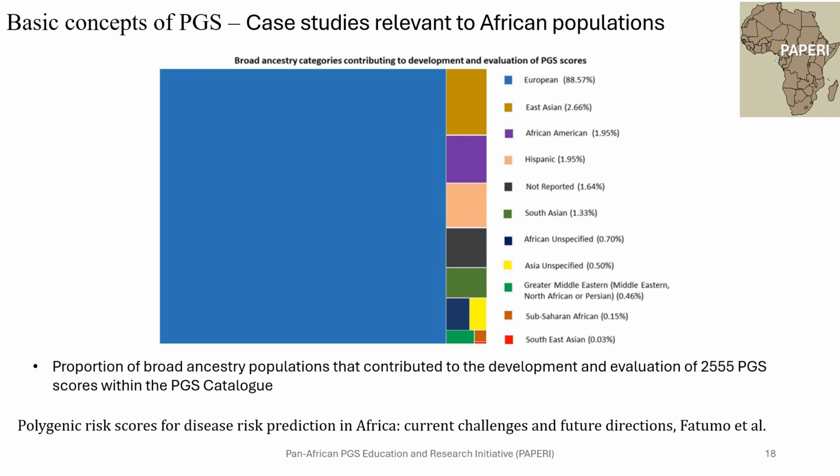What happens is that the genetic variants identified to predict disease risk in, let's say, the European population may not necessarily predict disease risk the same way in other populations, just due to varying linkage disequilibrium patterns.